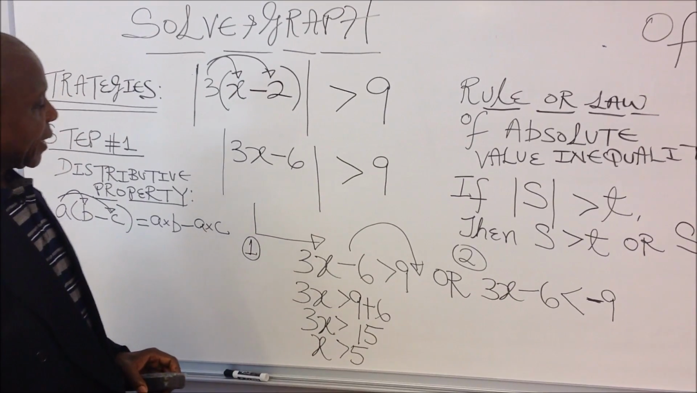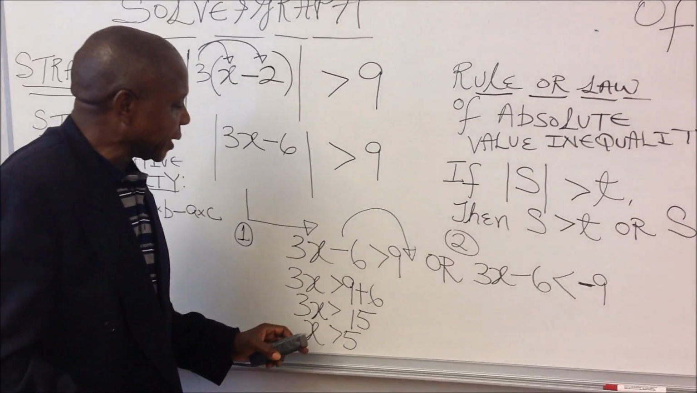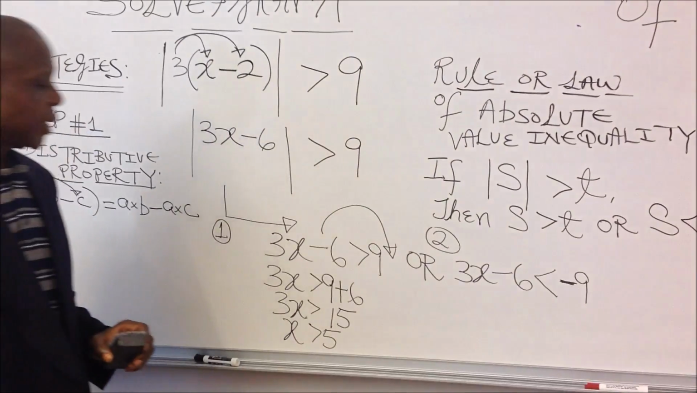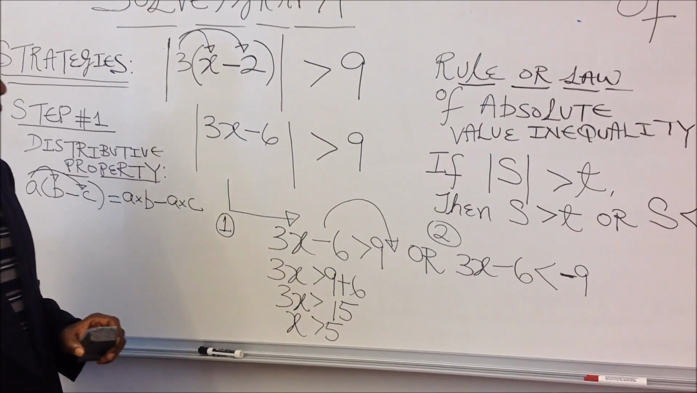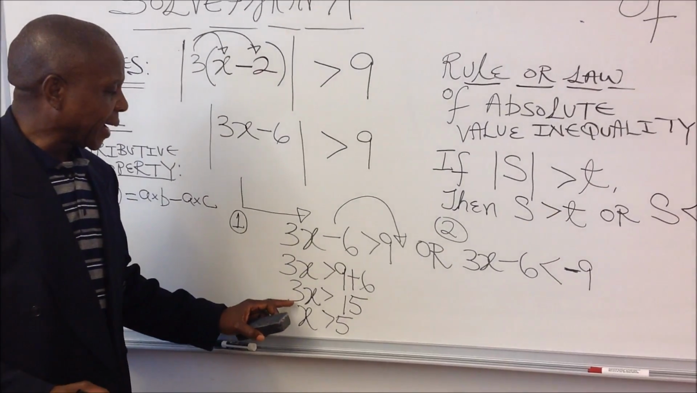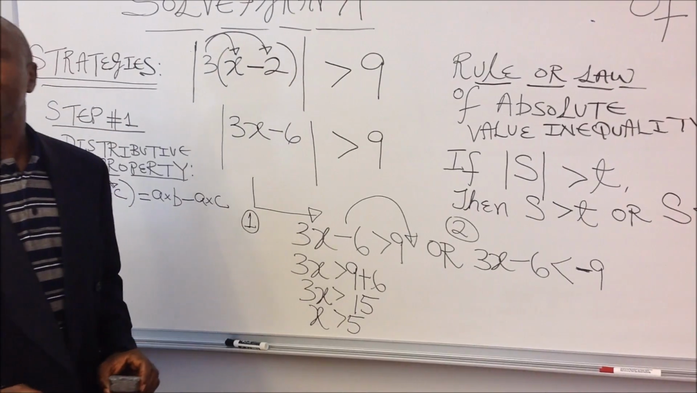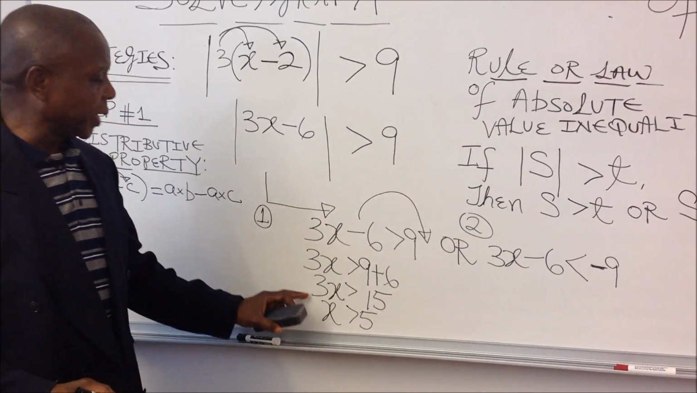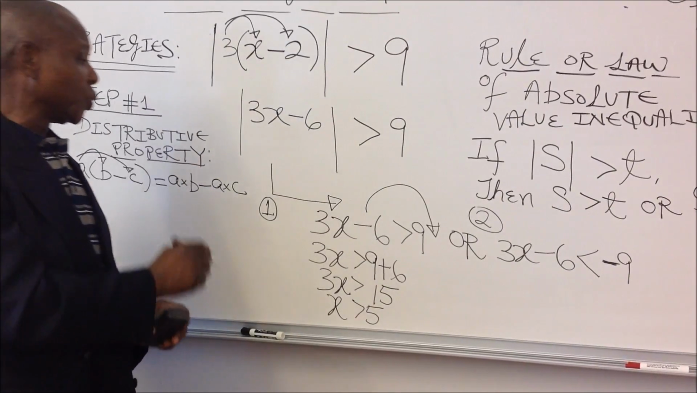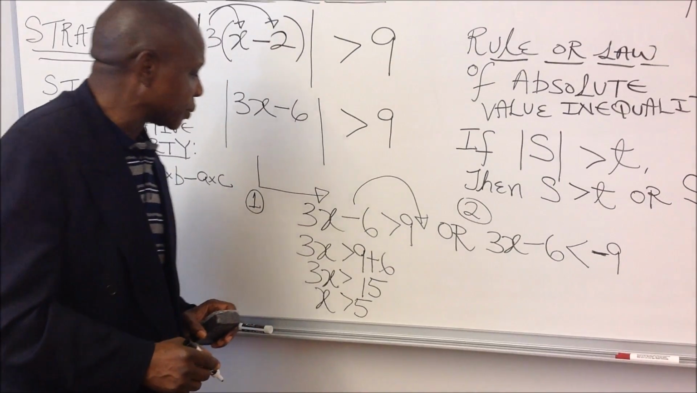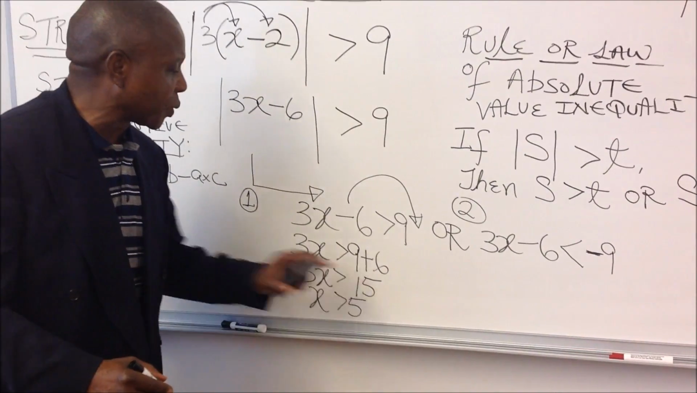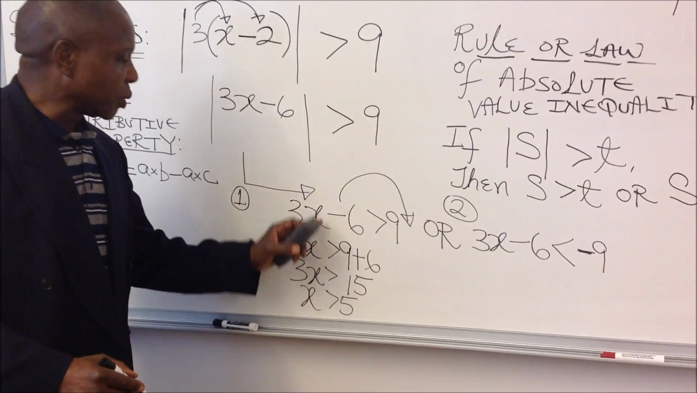Notice that the inequality was not reversed because we were able to divide by what? A positive number, namely the number 3. If we had used a negative number to divide both sides of the inequality, this inequality would have been reversed.